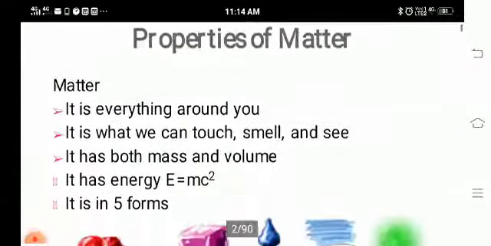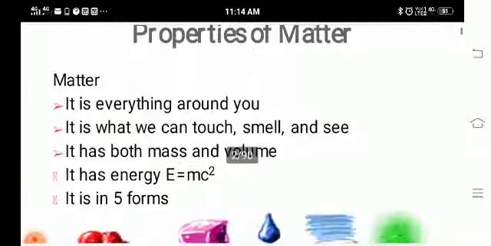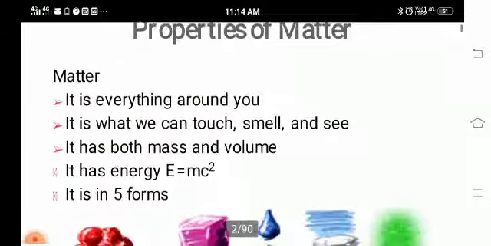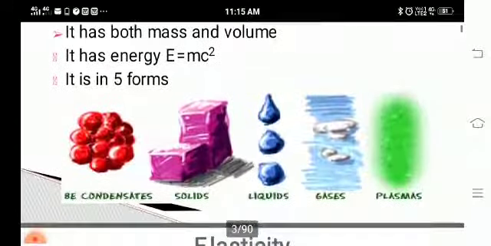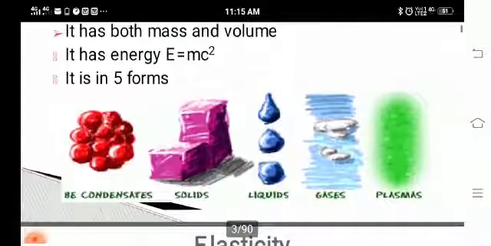First, we'll see the properties of matter. Matter is everything which is around you. It is what we can touch, smell, and see. It has both mass and volume, and the energy is calculated in terms of E = mc². And it exists in five forms: Bose-Einstein condensates, solids, liquids, gases, and plasmas.